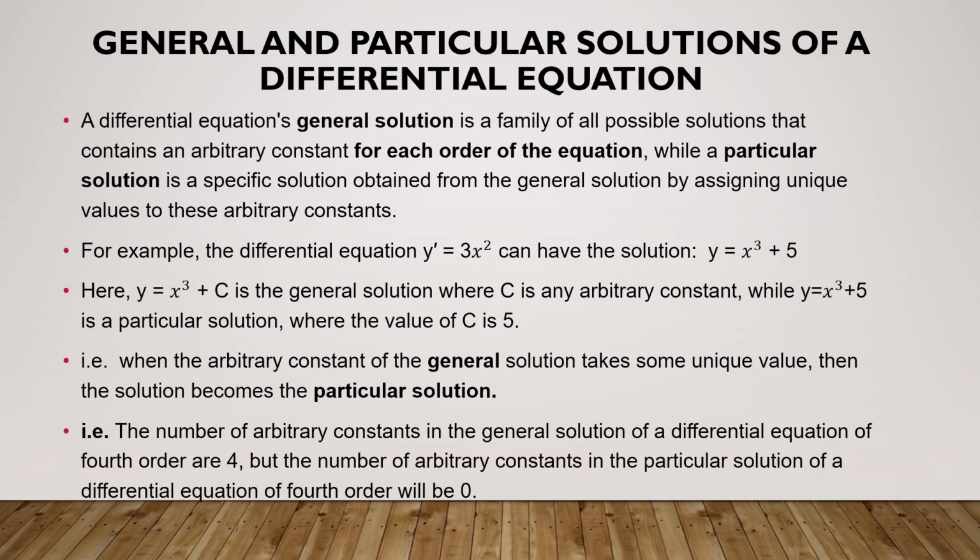Now also remember, as I said in the definition, that there is an arbitrary constant for each order of the equation. That means, for example, the number of arbitrary constants in the general solution of a differential equation of order 4 will be 4. There will be 4 arbitrary constants for a fourth order differential equation. But for the same equation, the number of arbitrary constants in the particular solution will be 0, because all constants will be assigned a value. There will not be any arbitrary constant. So the number of arbitrary constants for that particular solution will be 0.